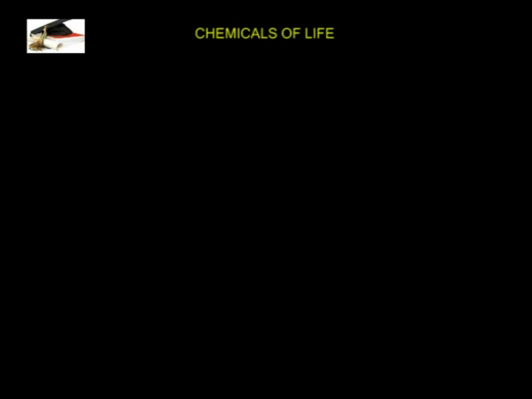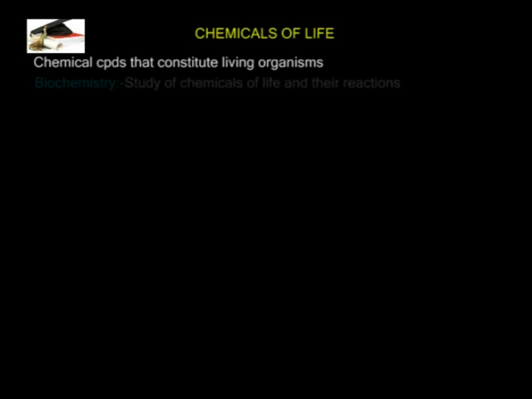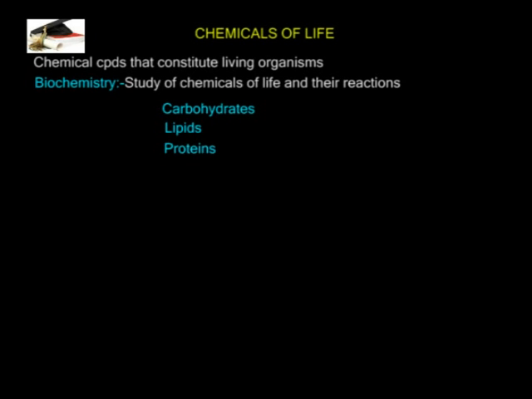Next is chemicals of life, and these are chemical compounds which constitute living organisms. Now, cells, tissues, and organs are composed of chemicals which we call chemicals of life and are obtained from the environment. The study of chemical compounds found in living organisms and the reactions in which they take part is known as biochemistry. The study attempts to review the chemical composition of living systems. Many of these chemicals are identical to those found in non-living organic matter. However, we shall consider carbohydrates, lipids, and proteins.